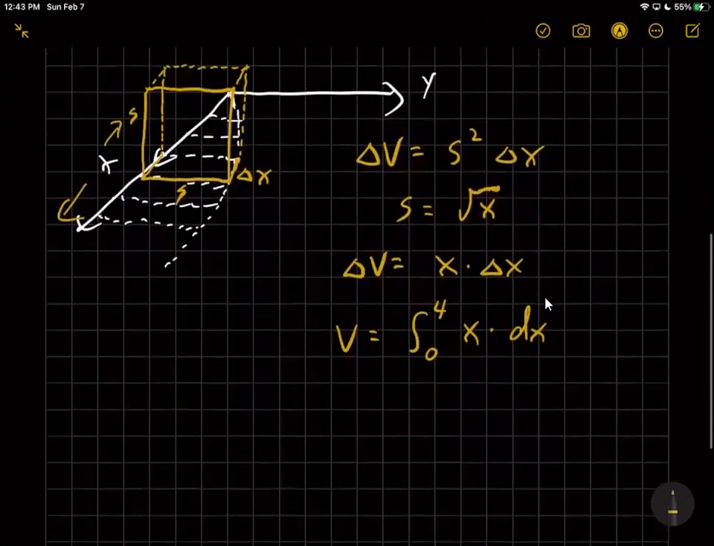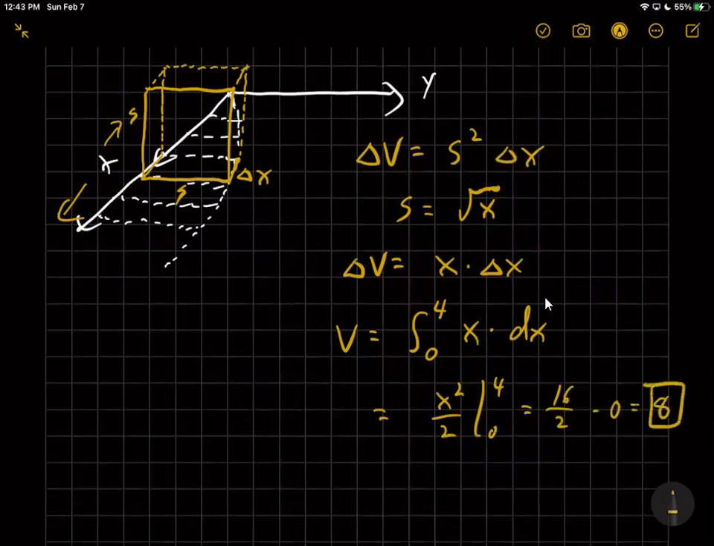Right, and that's very easy. Take the antiderivative x squared over 2 and evaluate that on the interval from 0 to 4, and you get 16 over 2 minus 0. So we get 8 cubic units. We didn't say if the units were in centimeters, that would be 8 cubic centimeters, but we have 8 units of volume for that shape.